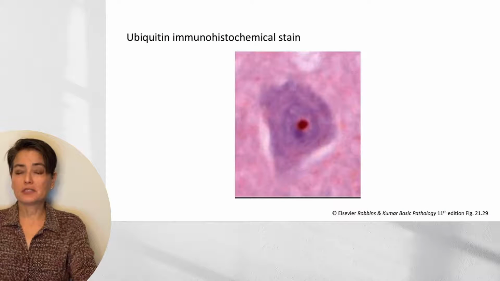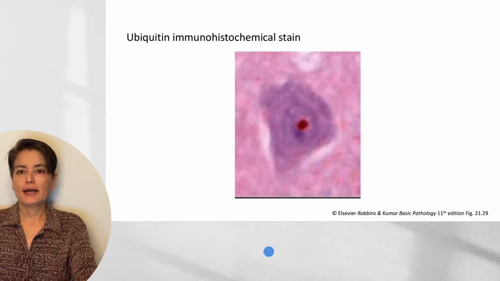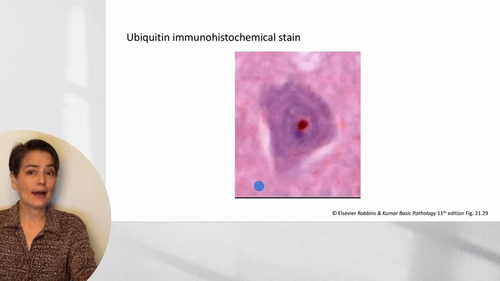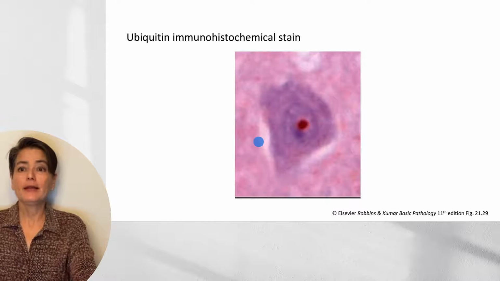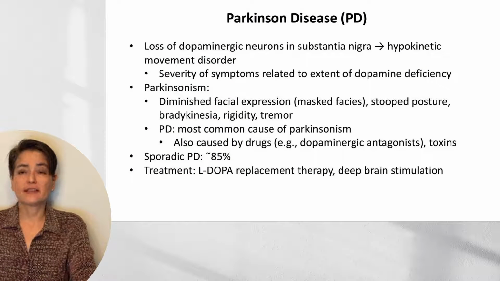Now, it can be difficult to recognize neuronal loss on a section, and it can also be very difficult to recognize the inclusions without the use of immunohistochemistry. This is showing a stain for ubiquitin, highlighting this little aggregate here within the nucleus. This brings us to the final disease that I'd like to discuss, which is Parkinson disease.